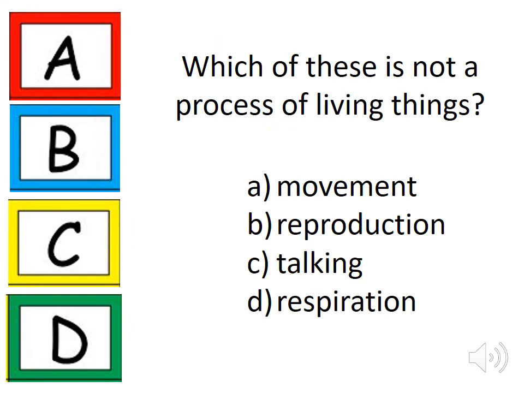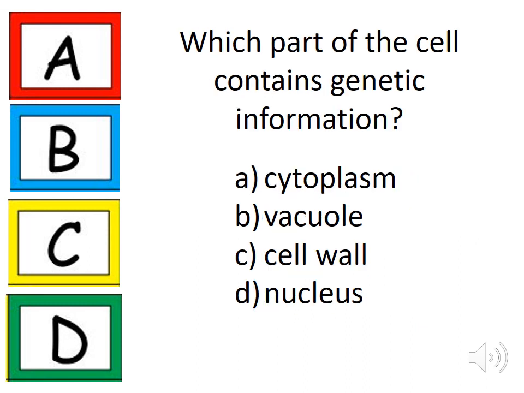Question 2. Which of these is not a process of living things? A, movement, B, reproduction, C, talking, or D, respiration? Excellent work if you said C, talking. Question 3. Which part of the cell contains the genetic information? Is it A, cytoplasm, B, vacuole, C, cell wall, or D, nucleus? Well done if you held up D for nucleus.